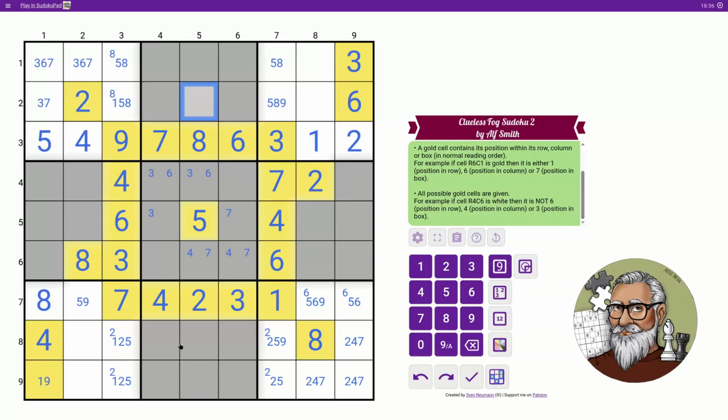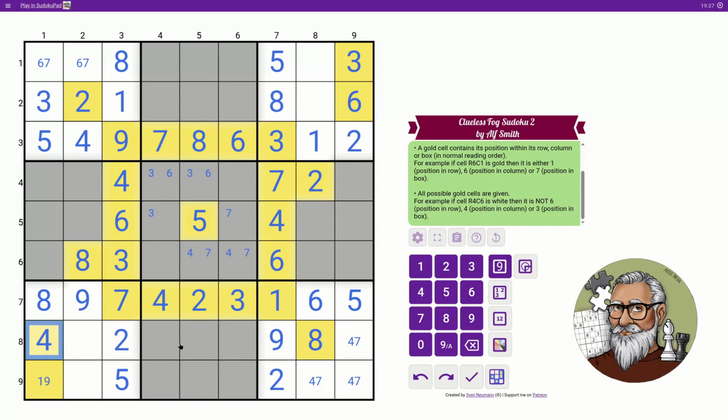Not a 6. 5, 6, 9, 2, 9. Very upsetting when you don't get anything. 3, 6, 7. That has to be 1 then. That's an 8. 5, 8. 2, 5. Wow. No 2s here.